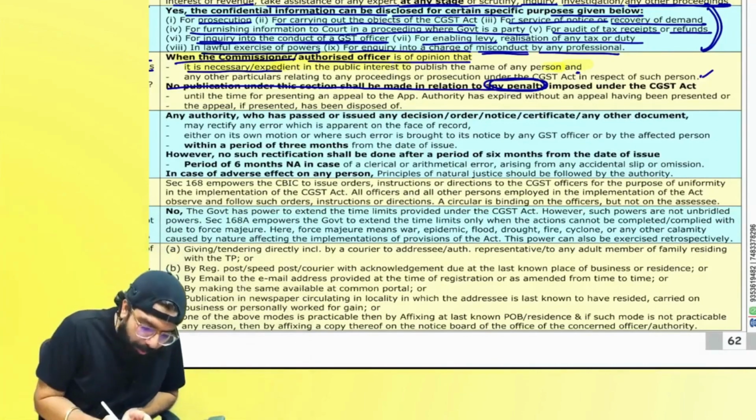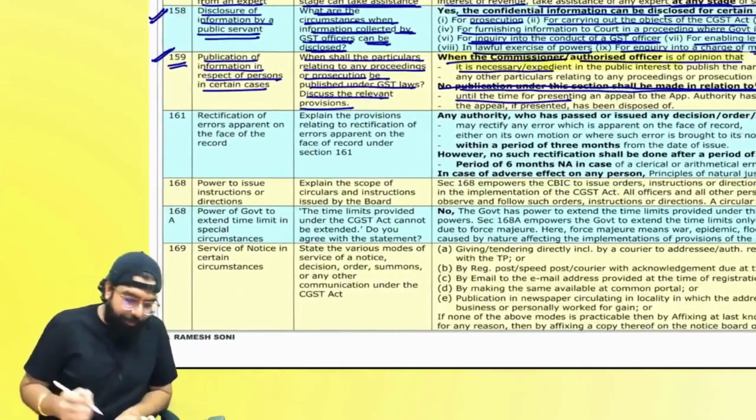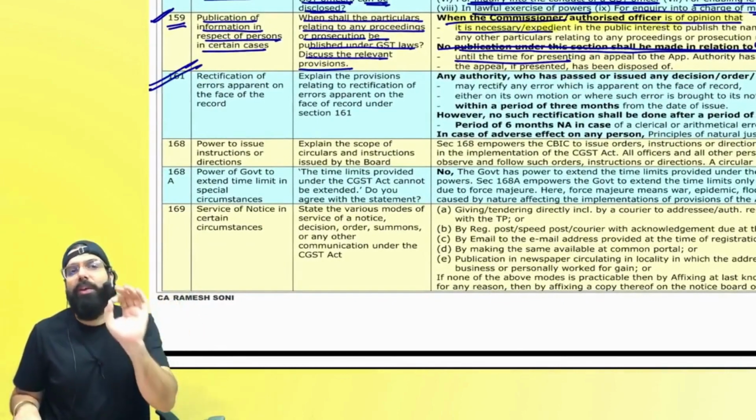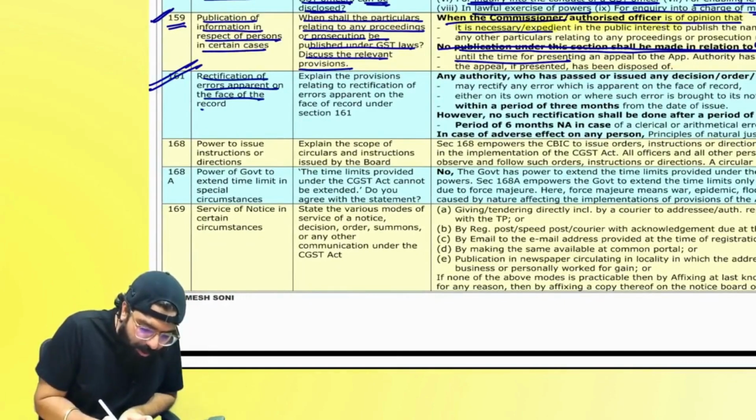It says no publication shall be made in relation to any proceedings unless the time period for appeal is gone or appeal has been disposed of. Next, rectification of error. Any apparent mistake which is there, you can go ahead and rectify. It says rectification of error apparent on the face of record.